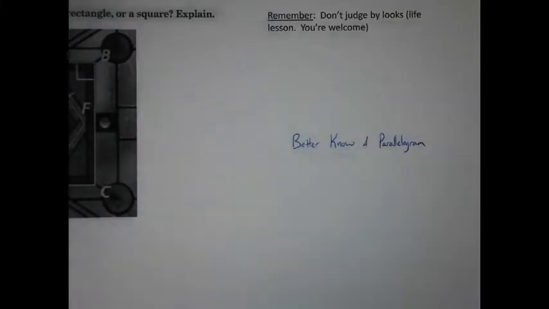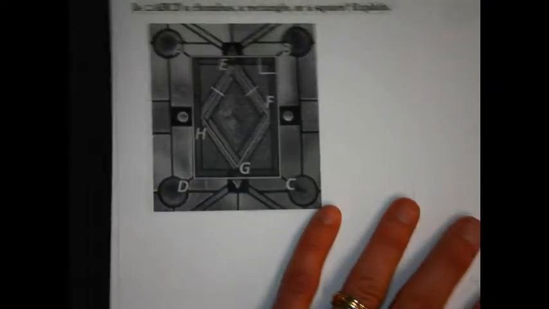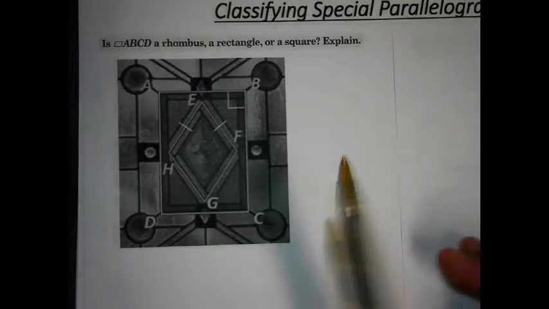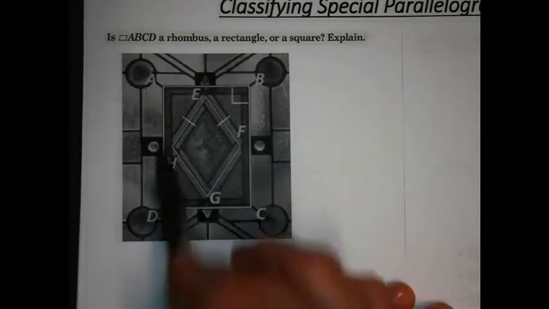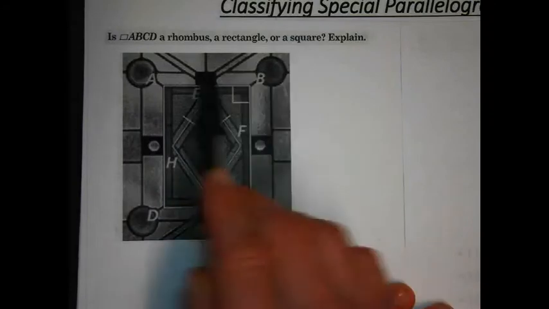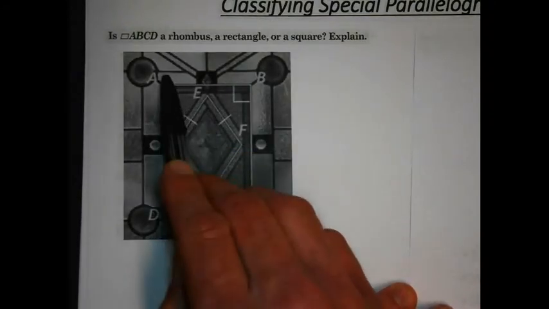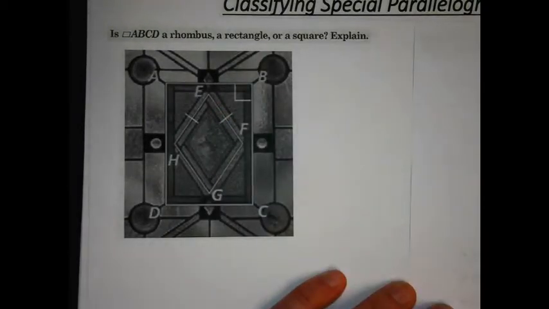All right. So we have this little diagram here. I don't know how clear it's going to show up on the video, but there's a diagram here, and what we're going to do is classify this thing. A, B, C, D. I read it this way on purpose. You'll see why in a second. A, B, C, D. Is it a rhombus, a rectangle, or a square? And let's explain. Now, don't judge anything by looks.